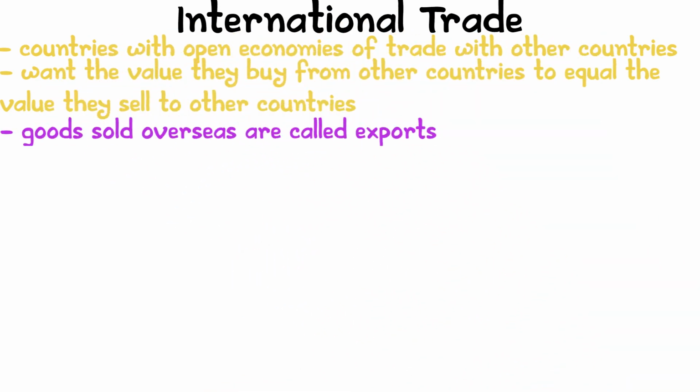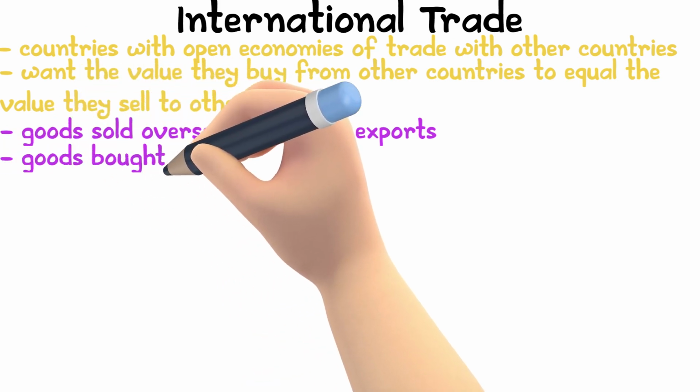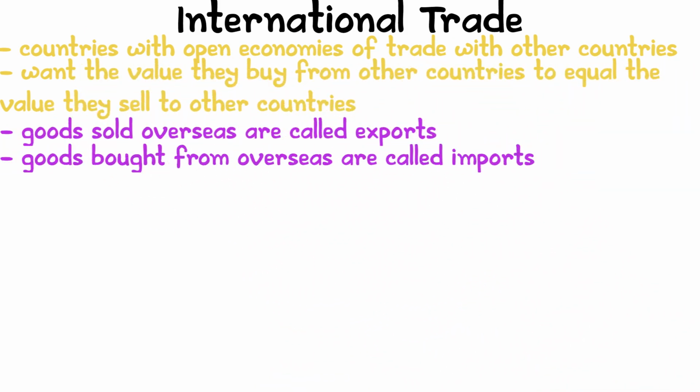Goods sold overseas are called exports. Different countries export different goods. Goods that are bought from overseas are called imports.